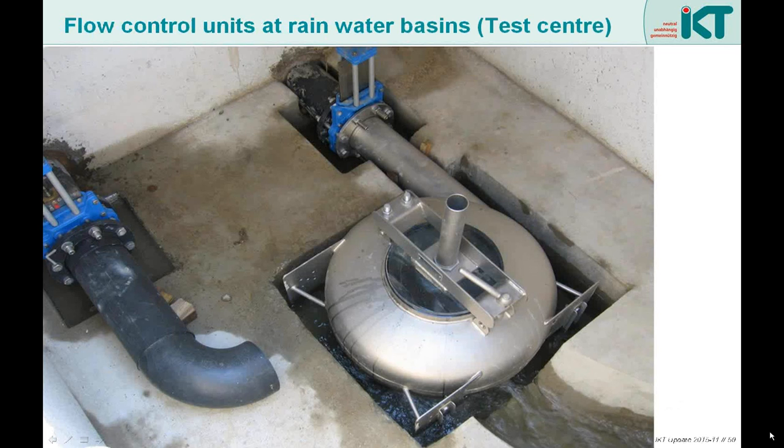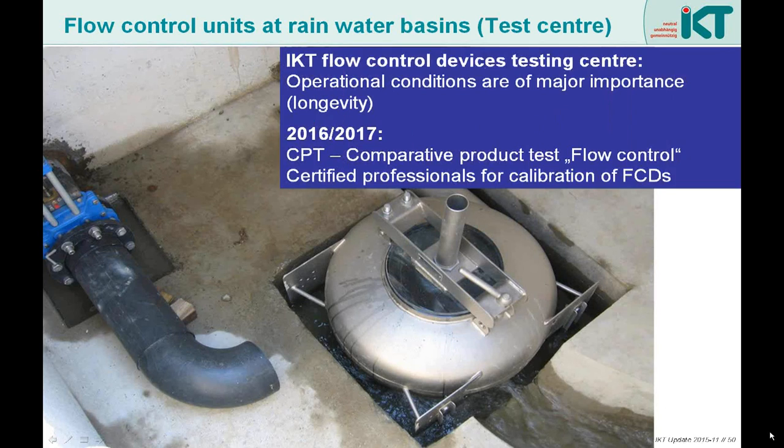A very sensitive device in our sewer systems are flow control devices. They control the flow and discharge at stormwater overflows in combined systems. In our research and testing, we've seen that operational conditions are of major importance for the performance of these devices. Now, we are going to test the available products in a comparative test for network operators. We are also going to qualify their staff to carry out in situ calibrations of these devices by themselves.